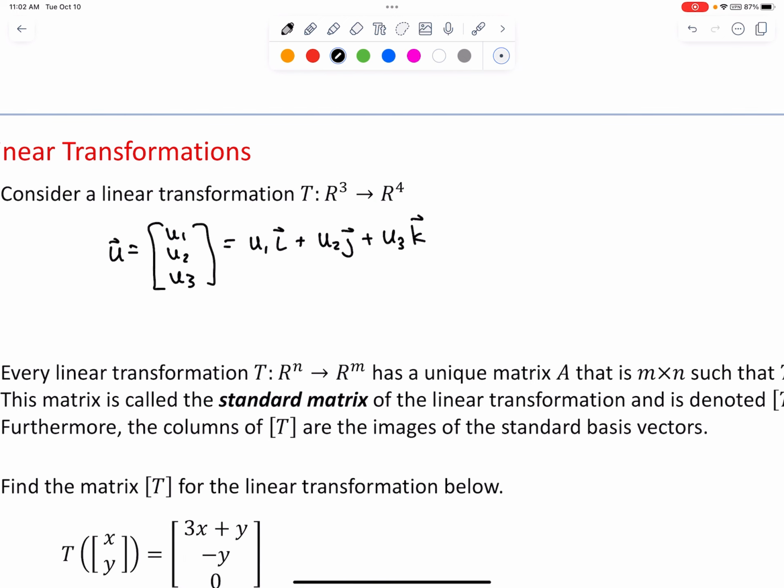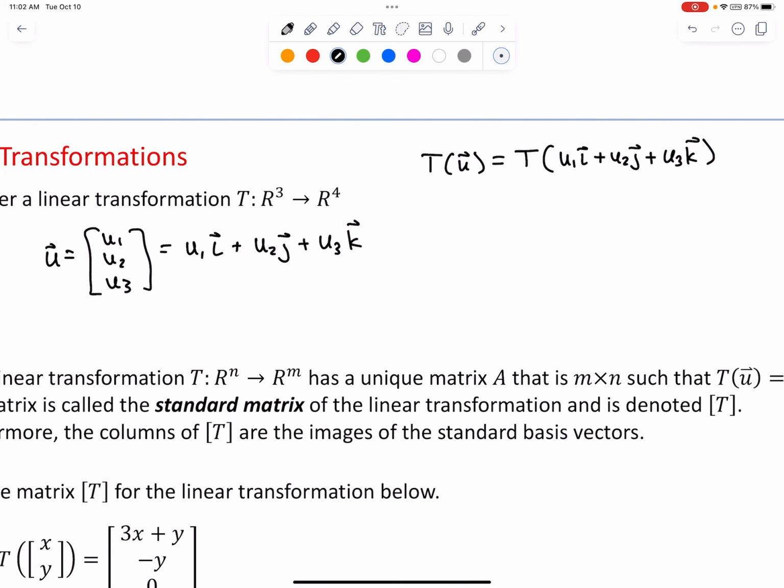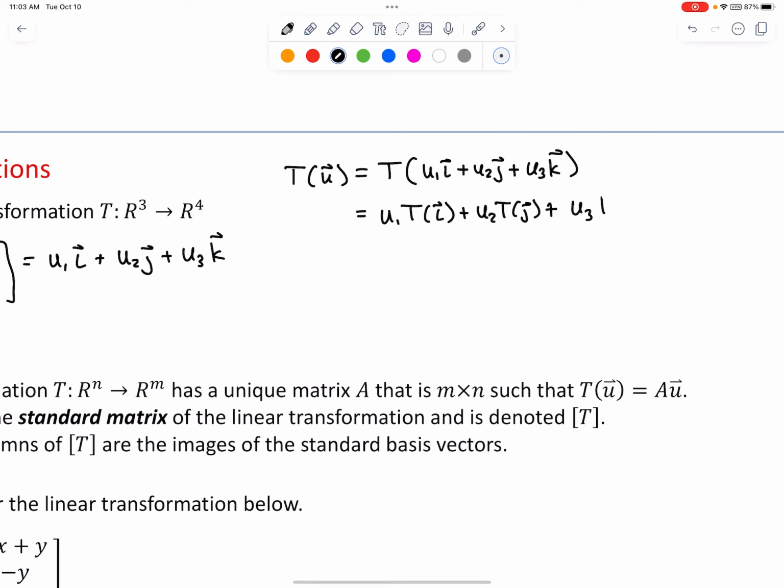Now we're assuming that this transformation is linear, which means if I take the transformation and I plug the vector U into it, and then I rewrite U in this way of U1 i vector plus U2 j vector plus U3 k vector, that because this transformation is linear, I can basically distribute the transformation T symbol to all the interior vectors and factor the scalars to the front. So I can write this as U1 times the transformation of just the i vector plus U2 times the image of the j vector, which is T of j, plus U3 times the image of the k vector.